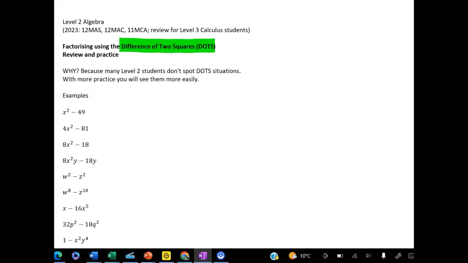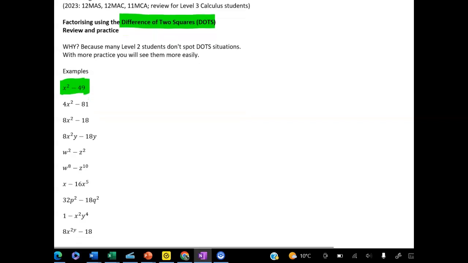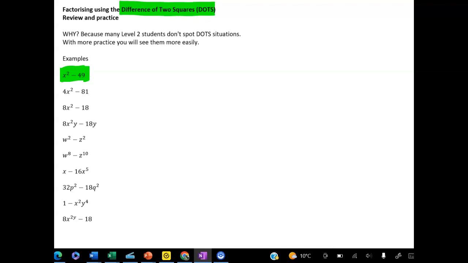So the first of these, this one here, is very much year 10 or year 11, it's level 1. But often at level 2, you'll find more complicated ones cropping up in longer problems. For example, ones like this or ones like this, where we have to do a few things first before we can see the difference of two squares.